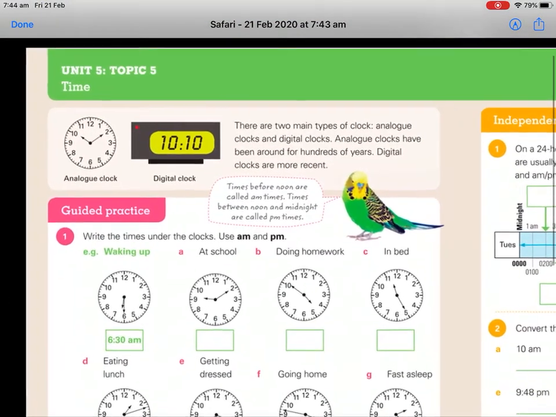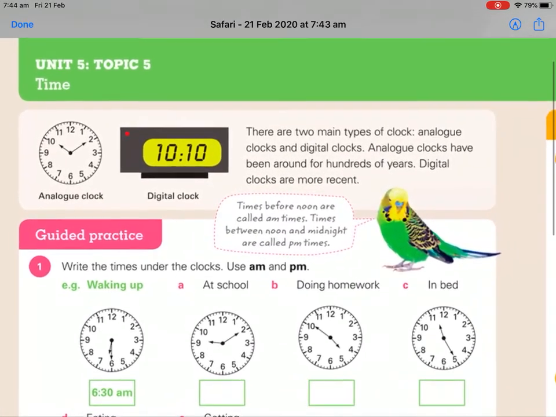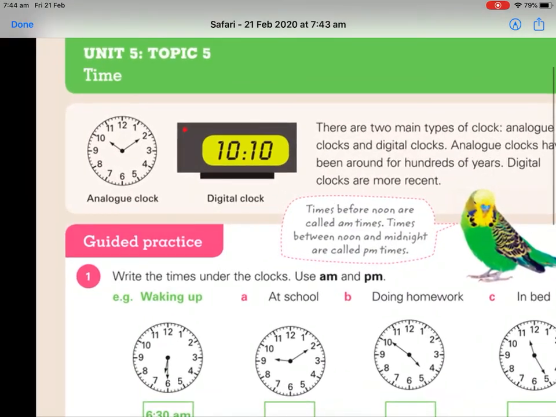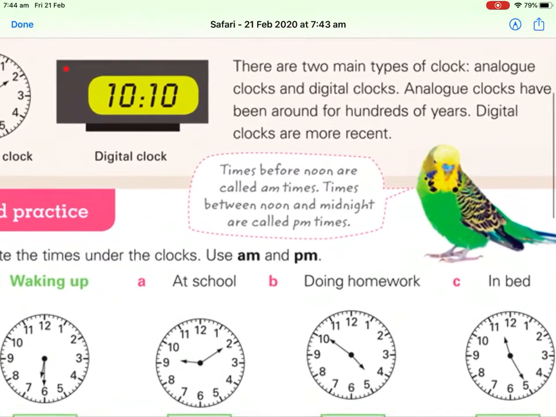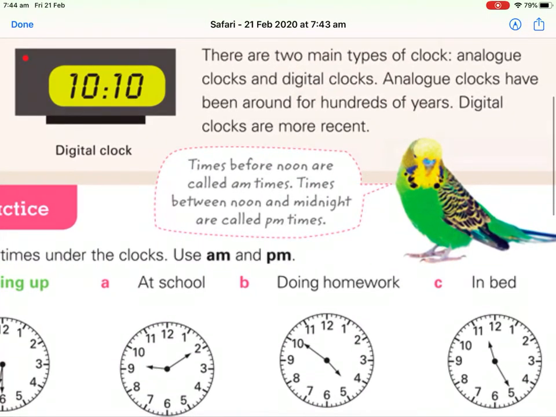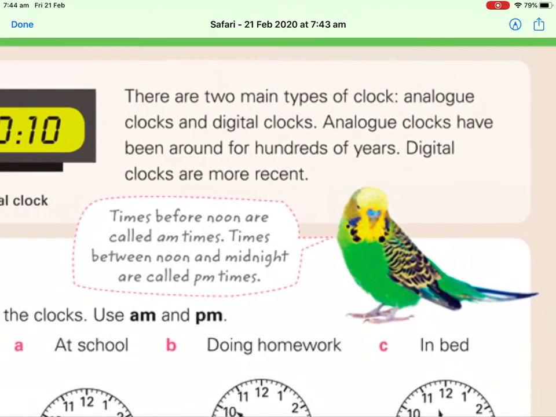Today we are in the Oxford Year 5 book looking at Unit 5, Topic 5, which is all about time. You can see at the top here, digital clock and analogue clock straight away. Times before noon are called AM times. Times between noon and midnight are called PM times.